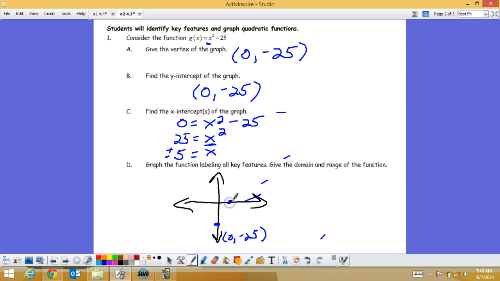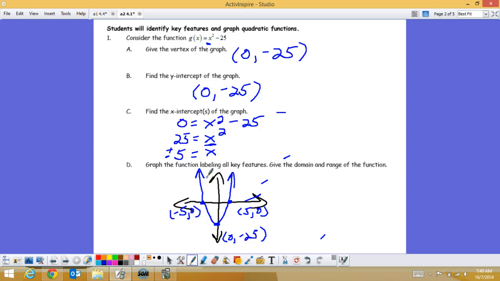So this one, we are at 5, 0. And over here, we are at negative 5, 0. And it's going to be more of a curve, and it's going to look like that. Not a V, but a parabola. It's going to be a curve.